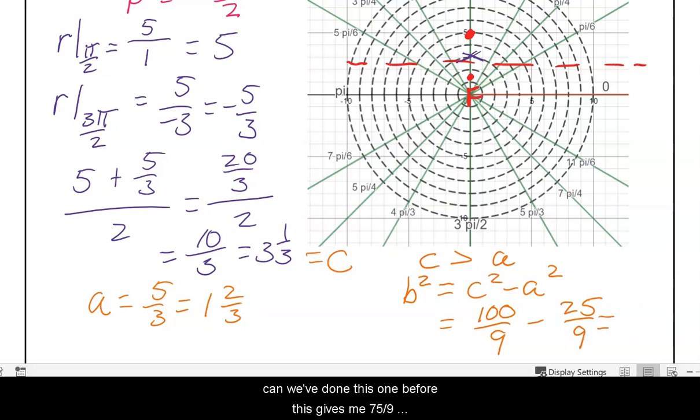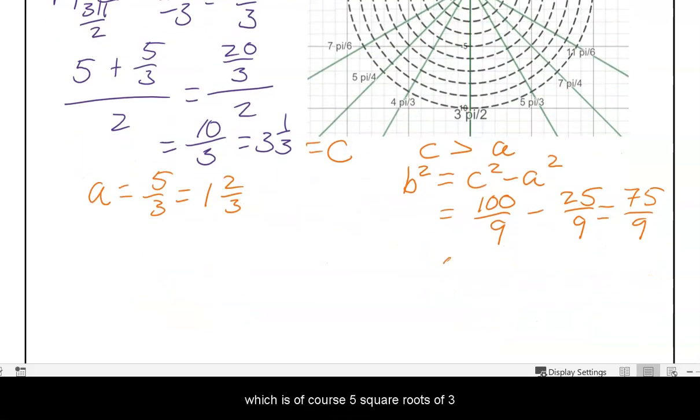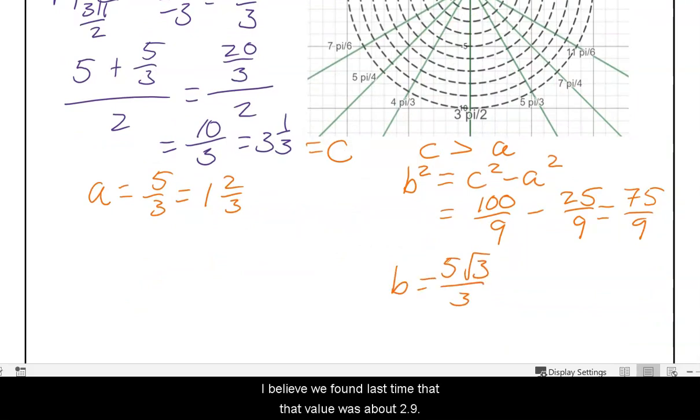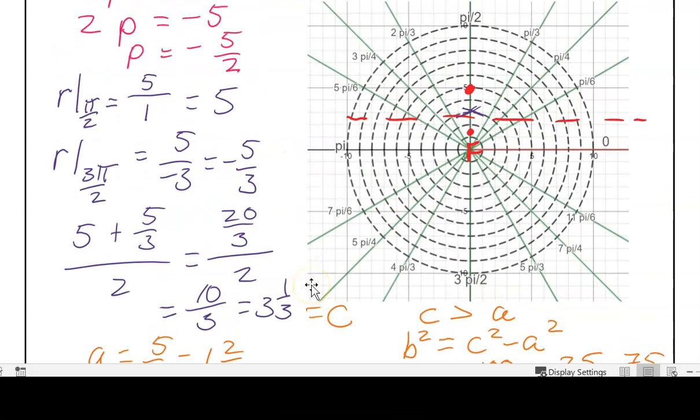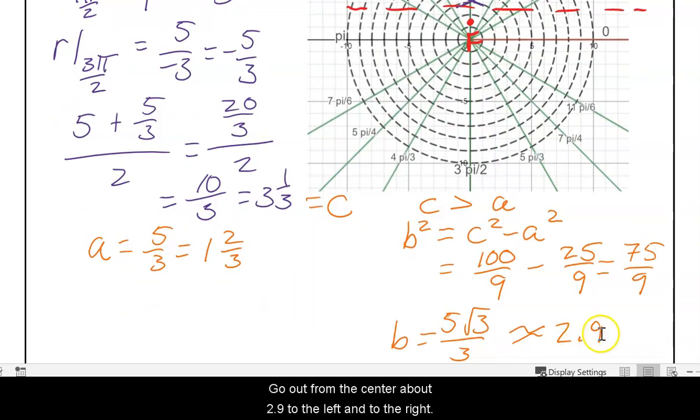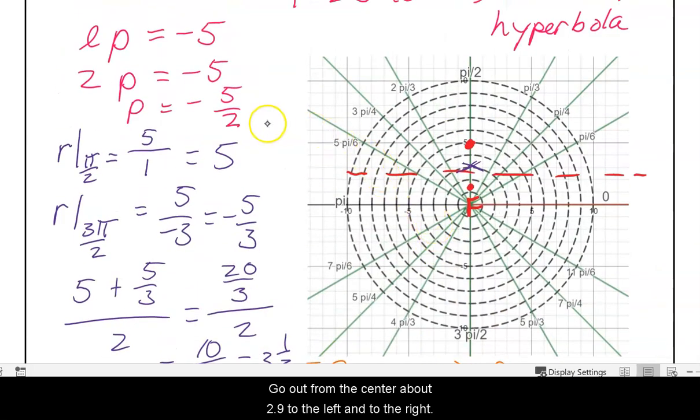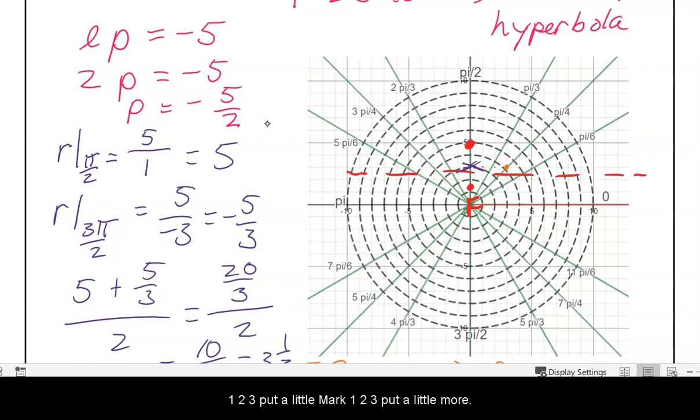Again, we've done this one before. This gives me 75 over 9, which is, of course, 5 square roots of 3 divided by 3 when I solve for B. I believe we found last time that that value was about 2.9, just less than 3. Now, how can I use that to draw the rest of the hyperbola? Again, come to the center and go out from the center about 2.9 to the left and to the right. 1, 2, 3, put a little mark. 1, 2, 3, put a little mark.